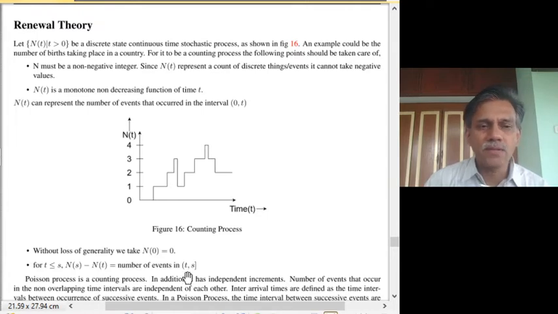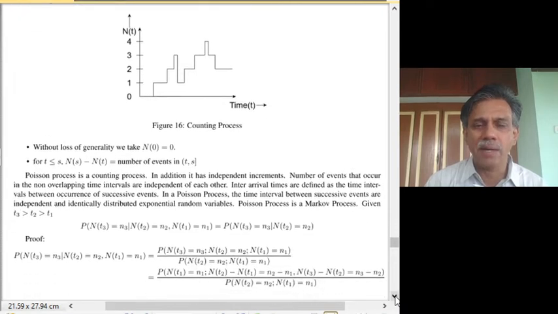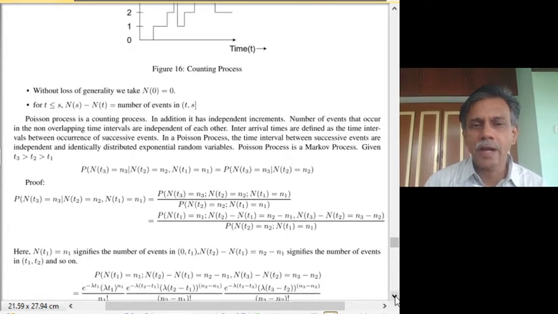Well, now we can see that this is a counting process. We have already looked at one such counting process, which is the Poisson stochastic process. Poisson stochastic process has in addition the condition that it has independent increments. That is, the number of events that has occurred in non-overlapping time intervals are independent.